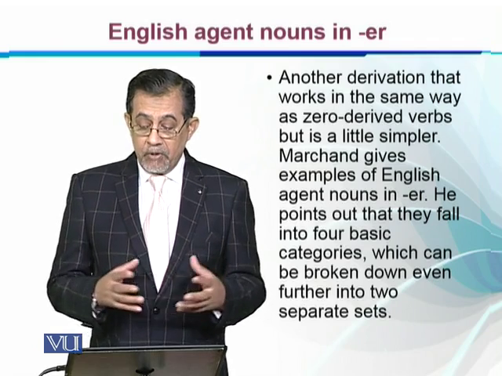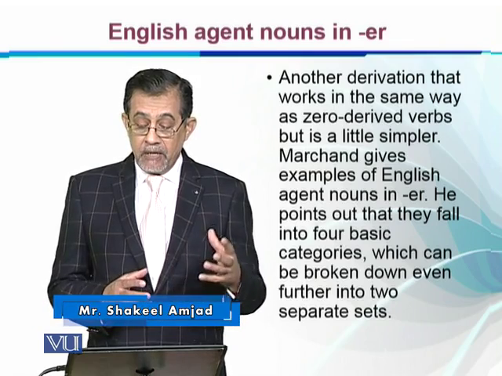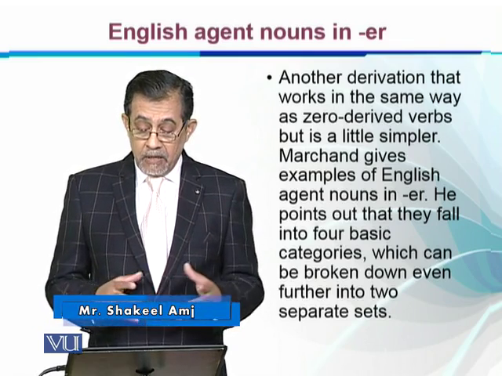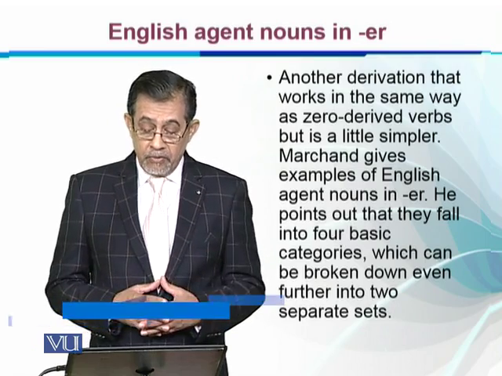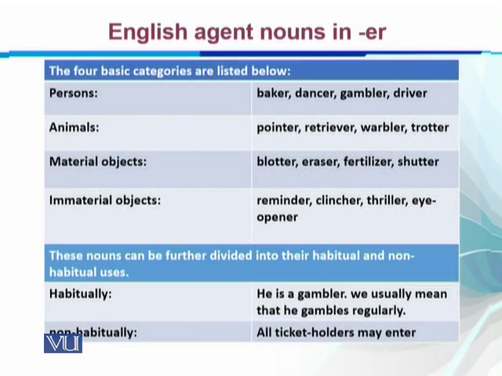Marchand gives examples of English agent nouns in ER. He points out that they fall into 4 categories, which can be broken down into 2 further sets. The 4 basic categories: person, you add ER and it becomes a person. Bake is a verb and baker. Dance is a verb and dancer.